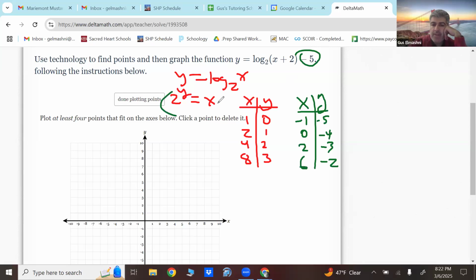Now the asymptote for the parent function was x equals 0, right? Because x cannot be 0, because you can't raise 2 to some power and make it 0. It's impossible. And you can't log 0 or negative numbers either. But because of the plus 2, which caused a shift of 2 left, my vertical asymptote will be at negative 2.